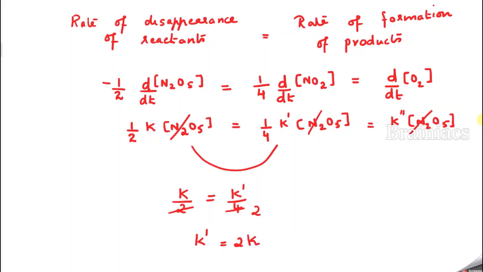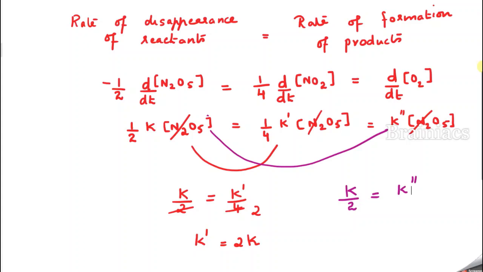Correct? Similarly, they are also asking you the relation between k double dash and k. So let me compare these two. I will take another color for your understanding. So I know that k by 2 is equal to k double dash. So it's a direct thing. So k double dash is equal to how much? k by 2, correct?